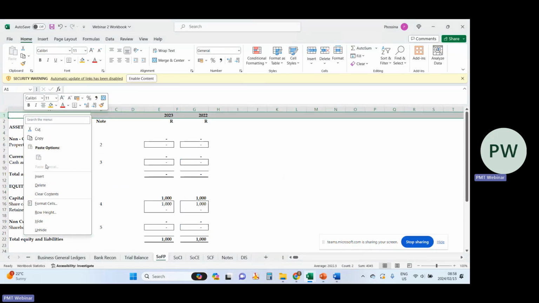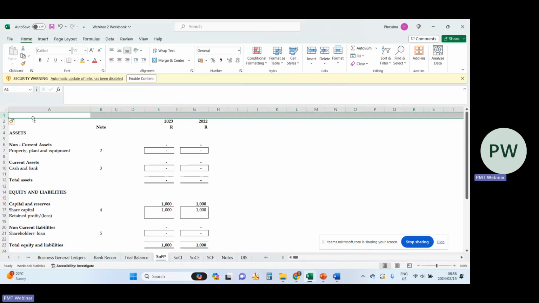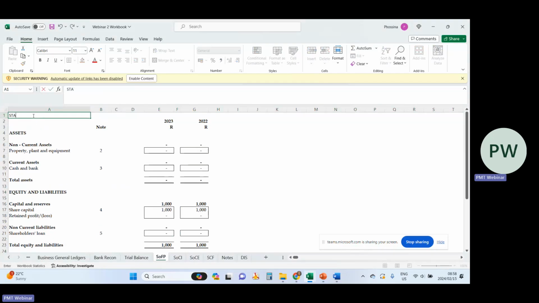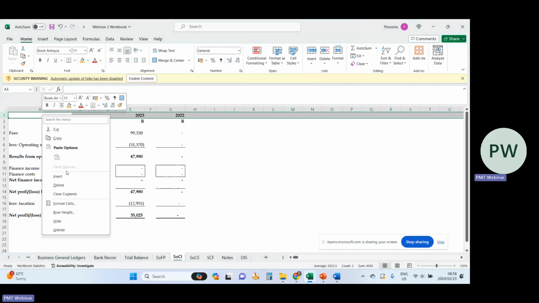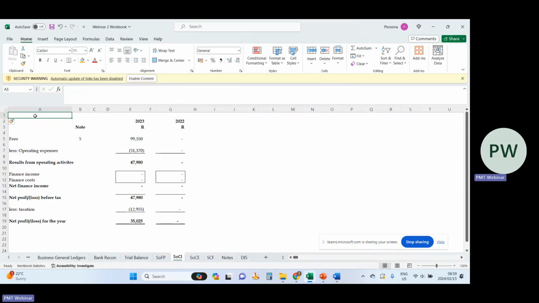Our statement of financial position is basically our balance sheet. It used to be called balance sheet, and then because of changes happening in the accounting field, they've changed it to statement of financial position. So it shows the financial position of the entity. The statement of comprehensive income is also called statement of financial performance. So it shows the performance of the business.